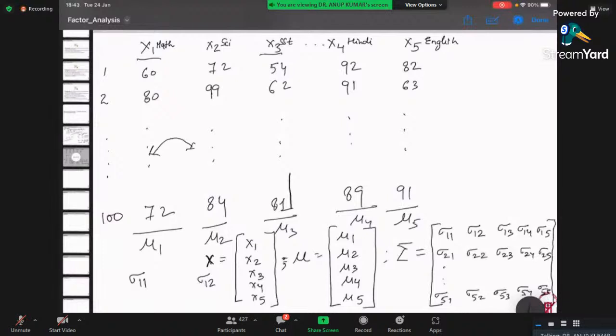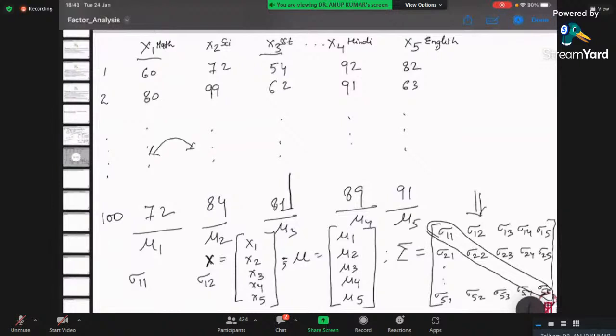So you can see in the diagonal, we have got the variance component, and in the off diagonal, we have got covariance component. So this is termed as the variance covariance matrix. Okay. Now, why am I telling this? Because factor analysis is going to depend upon this variance covariance matrix a lot. So you should have an idea of what the variance covariance matrix actually is.